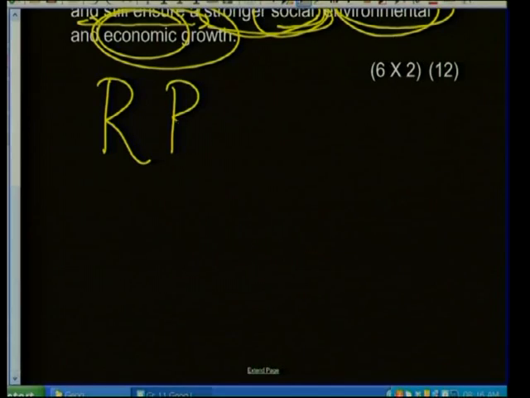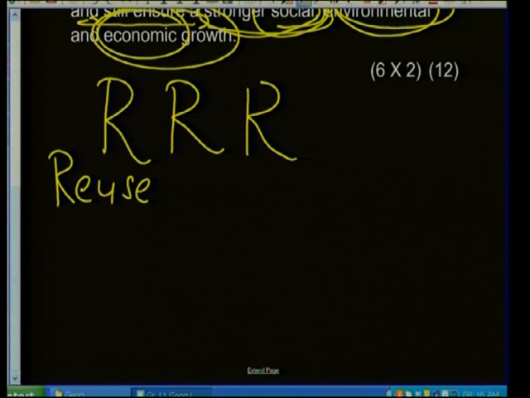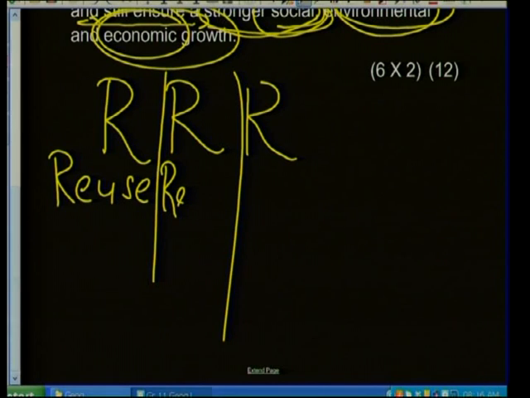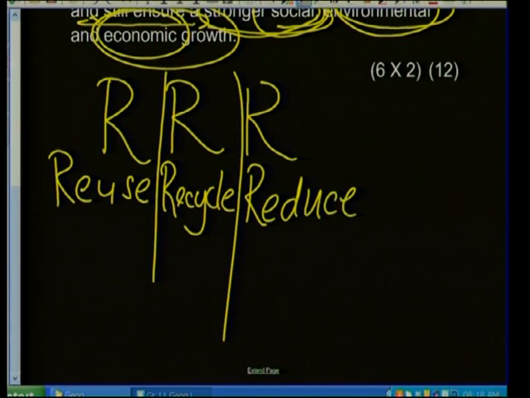And for this type of question, I want you to remember the following. I call it the 3 R's. The first R is reuse. The second R is recycle. And the third R is reduce. So how do we use these three concepts of reuse, recycle, as well as reduce to improve our economy?